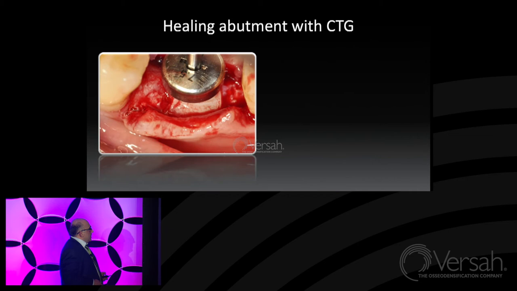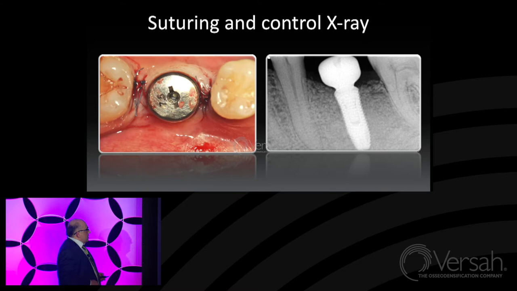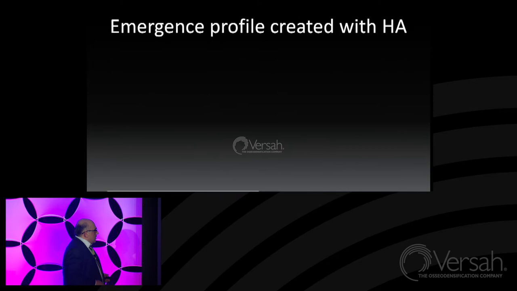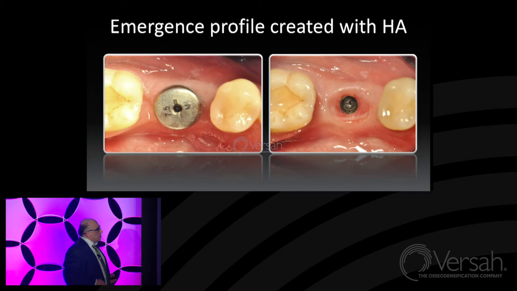This is the healing abutment with connective tissue graft. Then suturing. Making control X-ray, which shows us sufficient amount of bone around the implant. And after a month, we are going to create an emergence profile. Look at this. This is the beginning of the process. The emergence profile, which is created with standard healing abutment.